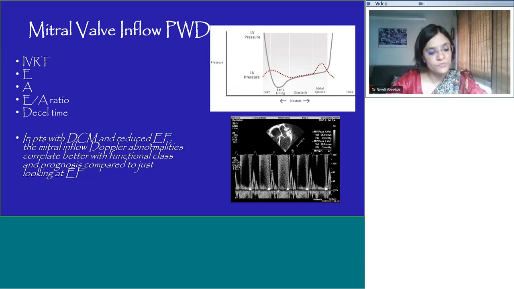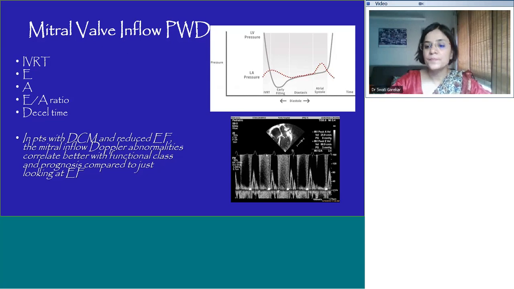Remember that in patients with, for example, dilated cardiomyopathy and reduced ejection fraction, the mitral inflow Doppler abnormalities correlate better with functional class and prognosis compared to just looking at EF. You know all of the fallacies associated with EF. You could be stuck at an EF of 20% in two different patients, one who's very sick and the other one who isn't that sick clinically, and the difference may lie in the diastolic parameters.